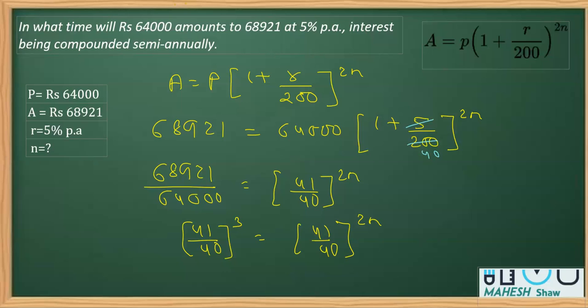Now you can see that we have the same base here. So when the bases are same, like base on the left hand side as well as on the right hand side is same, we can equate their power. So on equating their power, we'll get 2n is equal to 3. That implies n is equal to 3 over 2. So 3 over 2 is 1.5 year, right? That is 1.5 year is the time. This is what we have to calculate in this question.